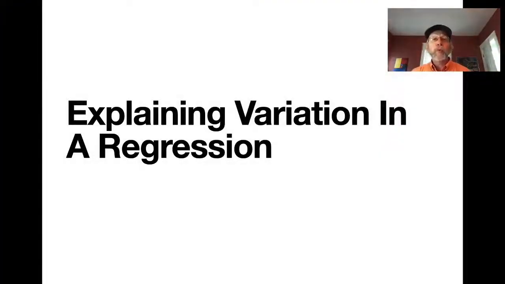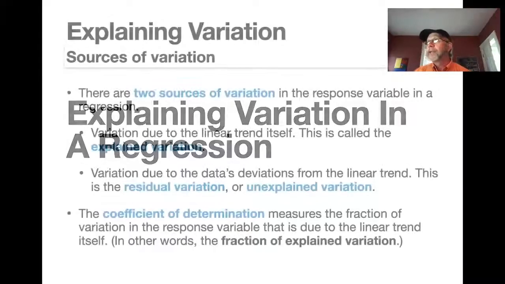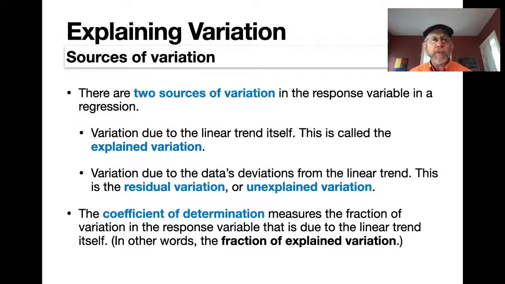It all has to do with explaining and sort of apportioning the variation in the response variable in a regression. It turns out that there are two sources of variation in the response variable. The first is variation due to the linear trend itself. That is, even if the response data adhered perfectly to the trend line, it would still have variation simply by tracking along that trend line. We call this part of the variation the explained variation, or the variation due to the association.